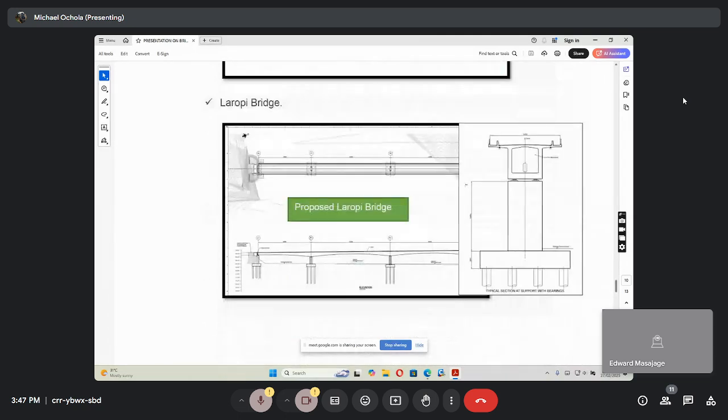Then we have Laropi, for those who go to Moyo, from Atiak to Moyo. We also have a proposal. There are two types of bridges there. Internally we have designed for balanced cantilever, and this is your balanced cantilever.